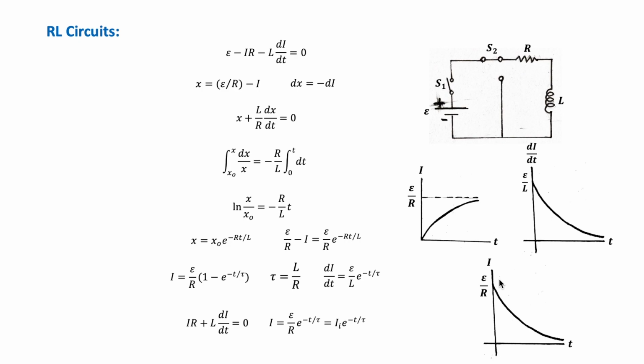So if the inductor is not present, and we assume the inductance of the remaining circuit to be negligible, then the current will decrease immediately to 0 when the battery is removed. And also, if S2 is put in this position for our initial circuit when the battery was included, the current will increase instantaneously to its equilibrium value E over R if there was no inductor, okay?